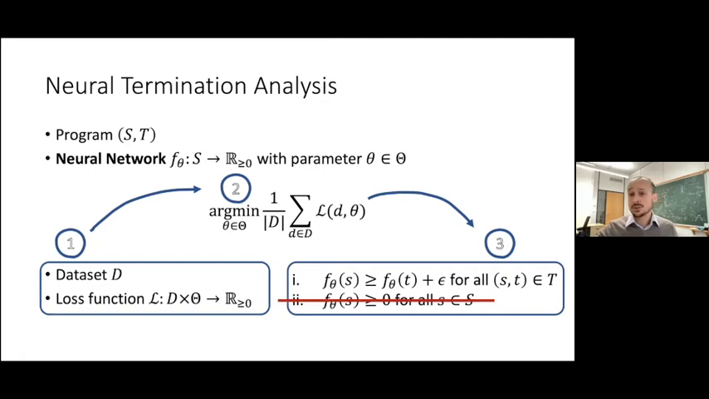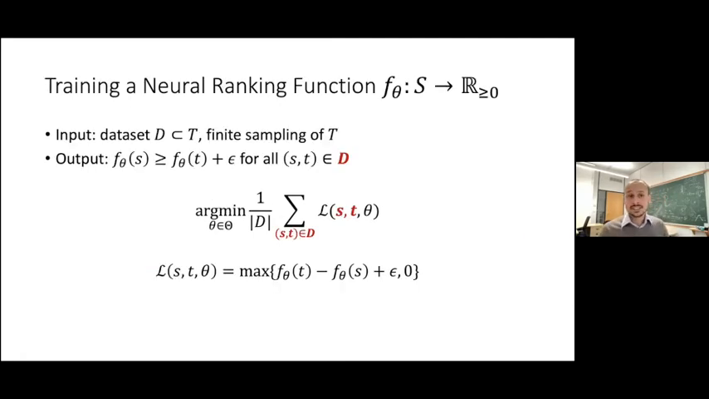All right, so dataset and loss function. What is the dataset? The dataset is a sampling of the transition relation. And the loss function takes a sampling of the transition relation. So these are pairs of consecutive states. So every two states connected by an edge in the graph, pairs sampled randomly in this graph, in the state space of the program. And the loss function fundamentally punishes if you're not decreasing by an epsilon. So that's what this function does.